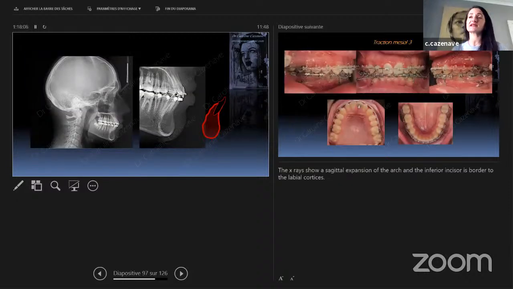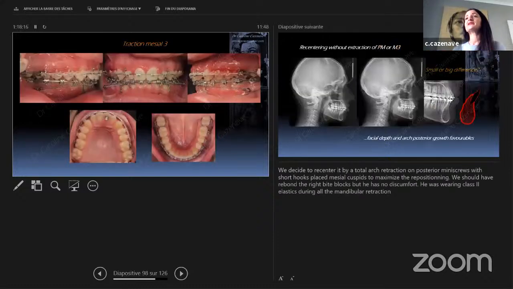The X-rays show a sagittal expansion of the arch, and the inferior incisor is bordered to the labial cortices. We decide to recenter it by a total arch retraction on posterior meniscus with short hooks placed mesial cuspids to maximize the repositioning. We should have redone the right bite blocks, but he has no discomfort. He was wearing class 2 elastics during all the mandibular retraction.